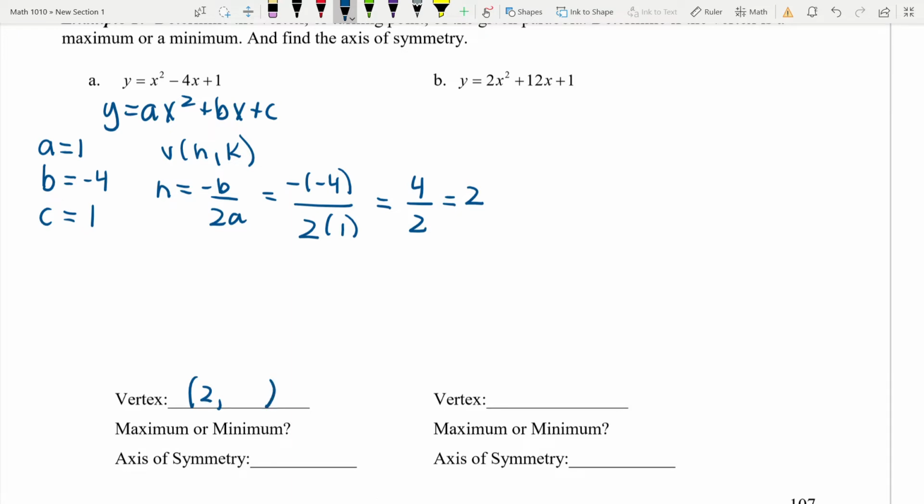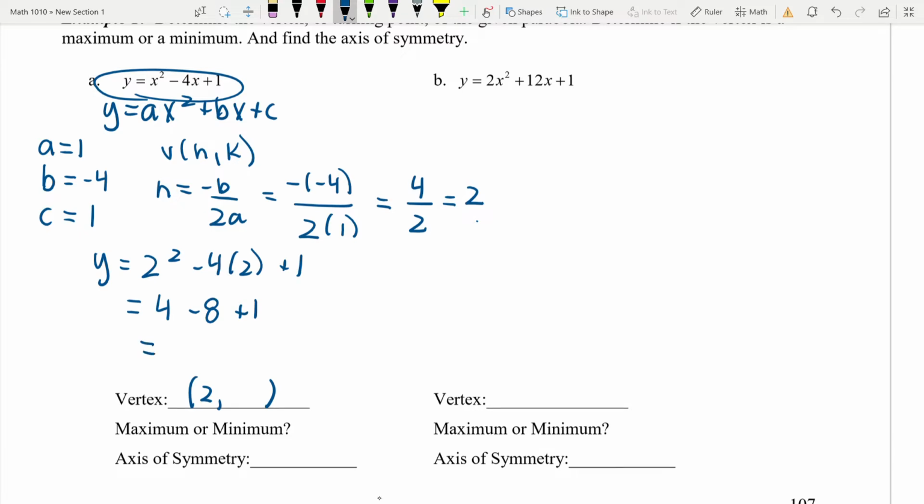How do I find the k, which is the y coordinate of the vertex? You take that 2 and plug it into the equation. So everybody go y equals 2 to the second minus 4 times 2 plus 1. 2 to the second is a 4, a negative 4 times 2 is a negative 8, plus 1. 4 minus 8 is a negative 4, plus 1 is a negative 3. So I know my vertex is positive 2, negative 3.